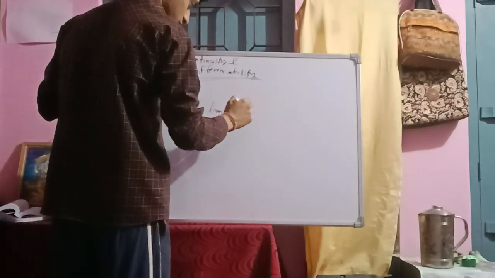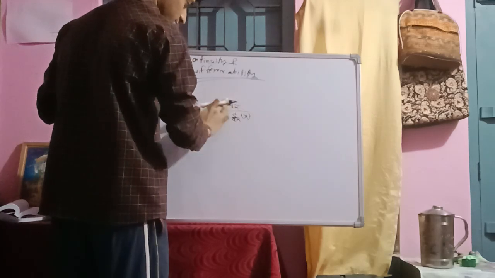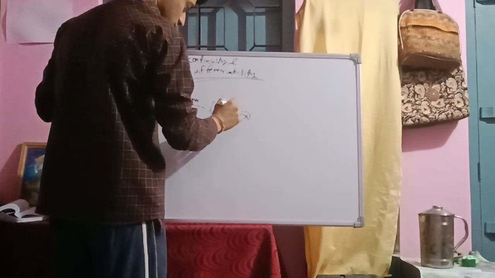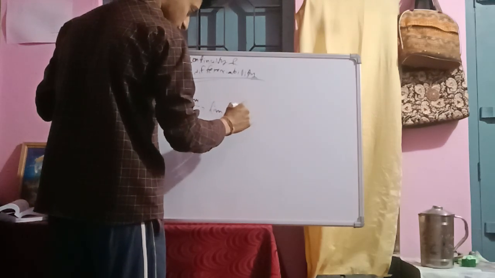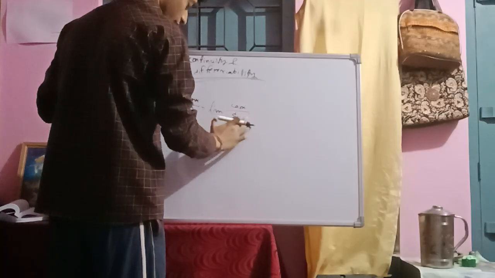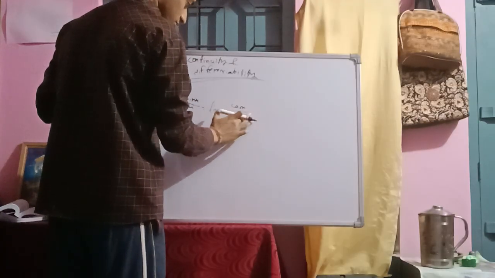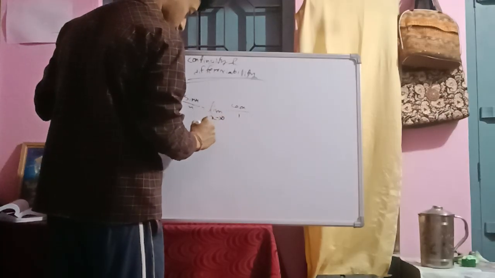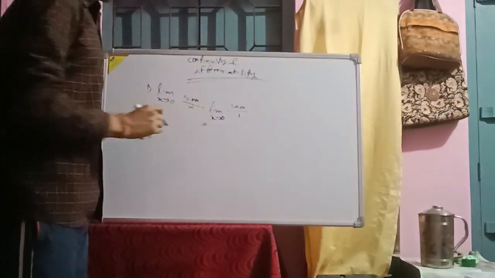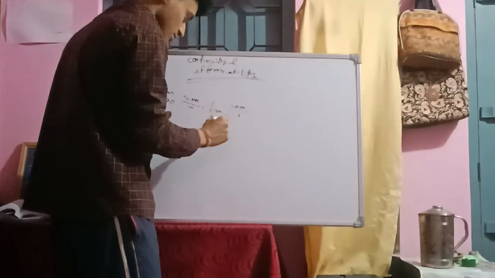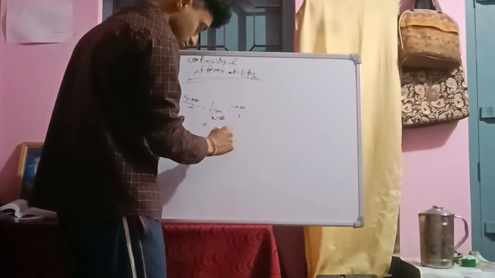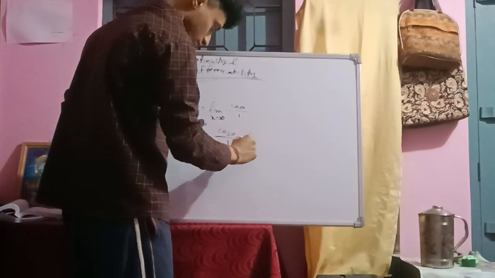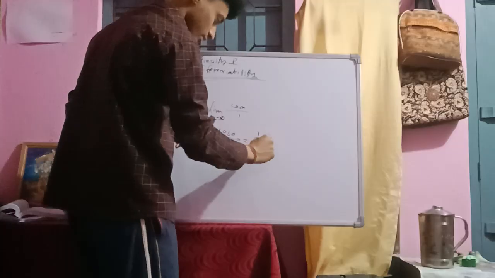The derivative of sin x with respect to x, we all know, is cos x, and the derivative of x with respect to x is 1, where x tends to 0. Now plugging in 0 for x gives us cos 0 over 1, and cos 0 is 1, so we get 1 over 1.